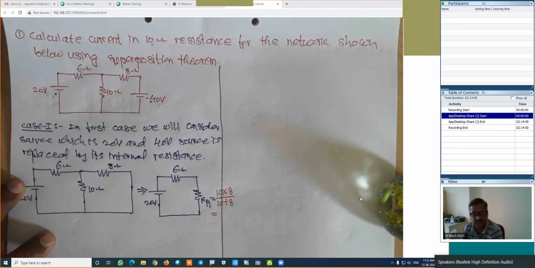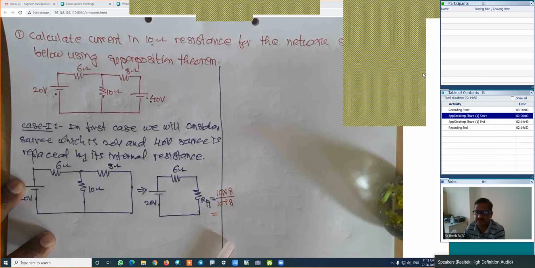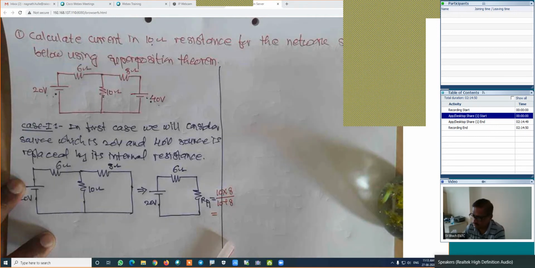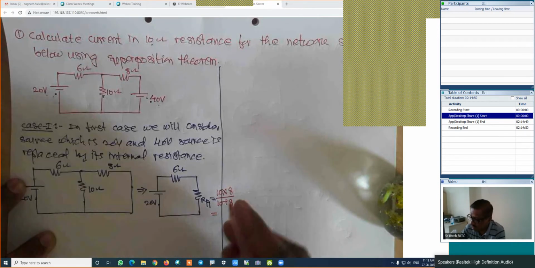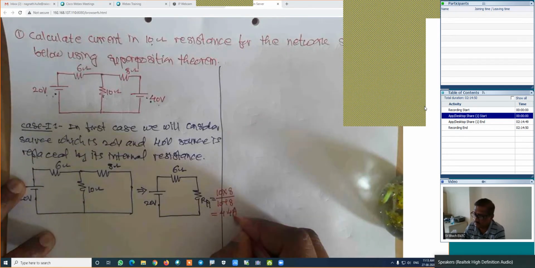Yes. Anyone? Yes. Unmute yourself. Give me the answer. Chaya, unmute yourself. Yes, I will come back to you. Yes, Chaya. 4.44, sir. 4.44 ohms. Yes, Avinash. 4.44. Correct? Yes, sir. 4.44 ohms is the resistance.